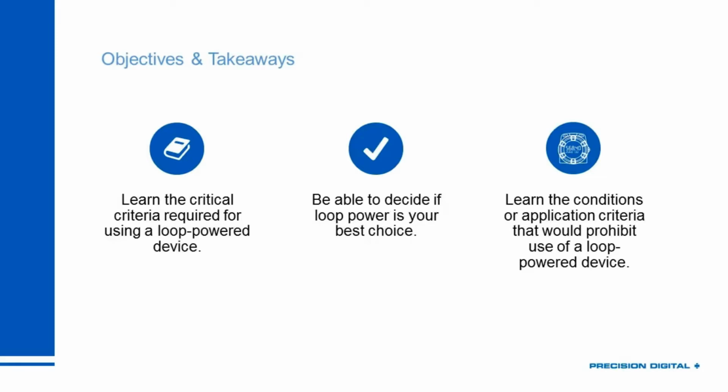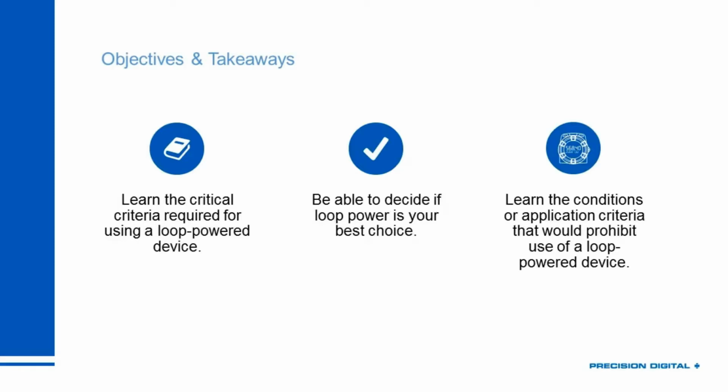We also want you to be able to decide if loop-powered is your best choice for your devices. There's obviously loop-powered or 2-wire devices. There's 4-wire externally powered devices. And sometimes a loop-powered device is your best choice. Sometimes you're better off going with something that uses some form of local power. And we're going to talk about why you would choose one over the other.